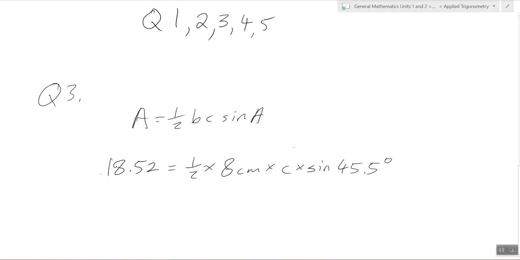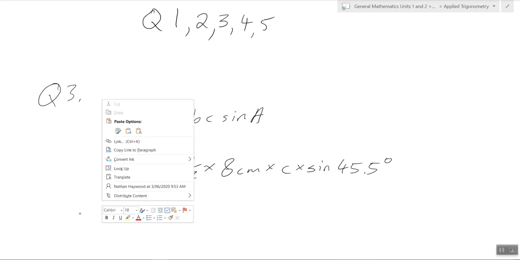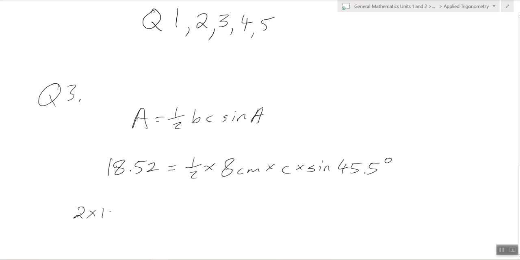Dividing by half, or dividing by a fraction, keep, change, flip. Dividing by a half is the same as timesing by 2. That's the half. What about the 8 centimeters? What do we do? Yep. And what do we do with all of this bit? We also divide that. So it's currently being timesed, so to get rid of it, you divide both sides.